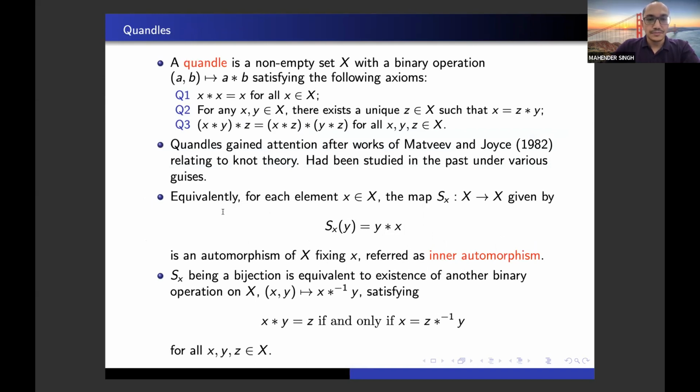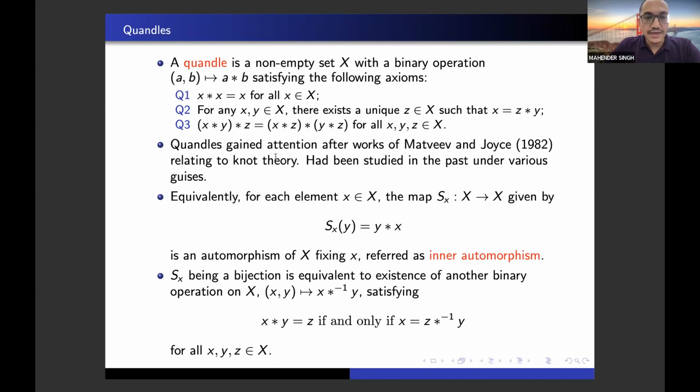So here come quandles. I mentioned the three Reidemeister moves, and we'll see that those moves can be formulated algebraically as follows. What is a quandle? A quandle is a non-empty set with a binary operation, which we denote by star, satisfying three axioms. The first is idempotency, and the second is the bijectivity of right multiplication, where existence shows surjectivity and uniqueness shows injectivity. And the third is right distributivity: (x star y) star z is (x star z) star (y star z).